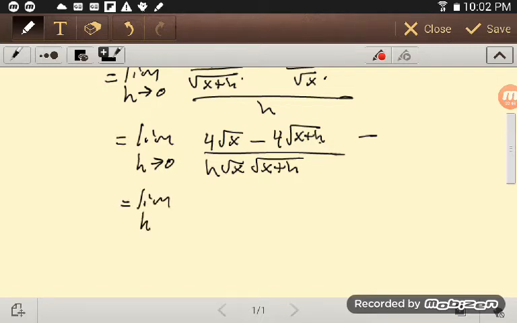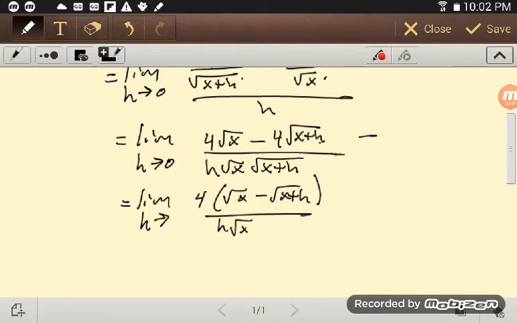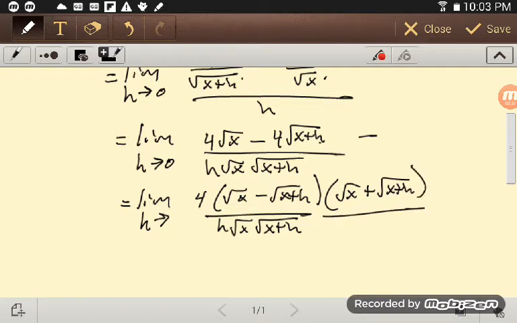what I do, our nice little trick when we have like h over h, that makes 1. We can do the same thing sort of in reverse: I'm going to take that 4 out, and then I've got the square root of x minus the square root of x plus h, and all over h times the square root of x times the square root of x plus h. Now what I can do is multiply top and bottom by the square root of x plus the square root of x plus h over the square root of x plus the square root of x plus h.